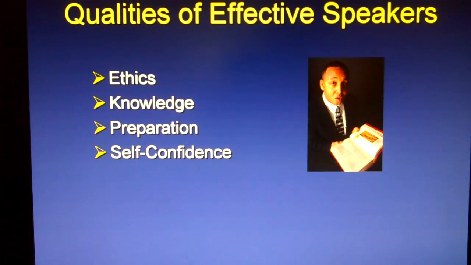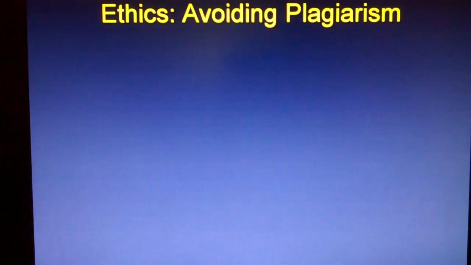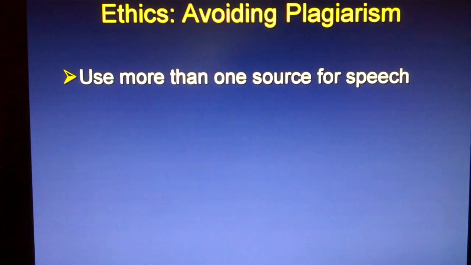So let's talk a little bit about chapters 10 and 11 here. I want to make sure that you understand the qualities of effective speakers. It has to do with ethics, knowledge, preparation, and self-confidence. Ethics is more than just avoiding plagiarism, but that's the main thing that everybody thinks about. Okay. Plagiarism involves using more than one source.